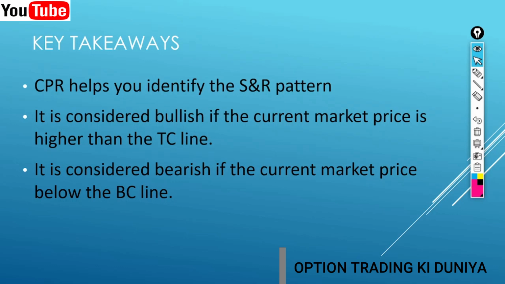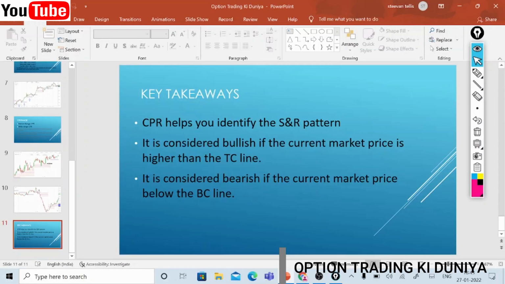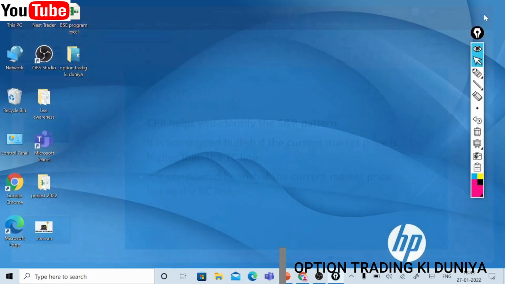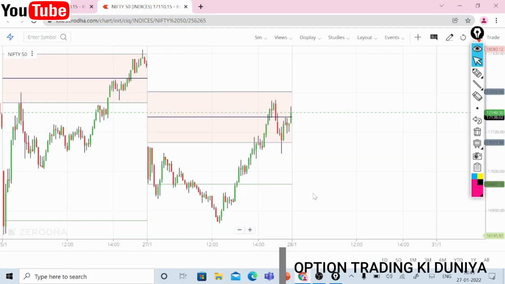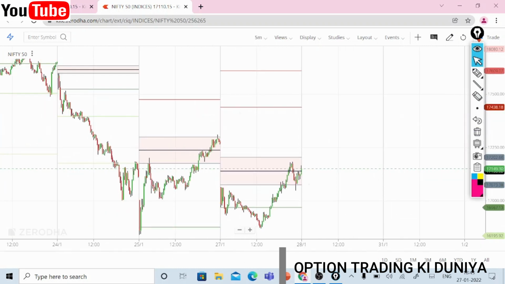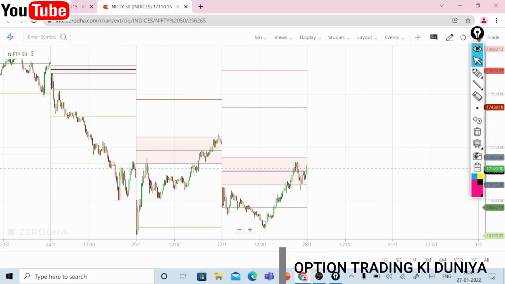Now, this is what I have in my slide, so I close the slide. Now let me show you a few charts. So I am showing you the Nifty chart. Today we are on 27th. You can see the closing chart of Nifty, so I can make it still smaller, so you can see 3 days central pivot range for Nifty.